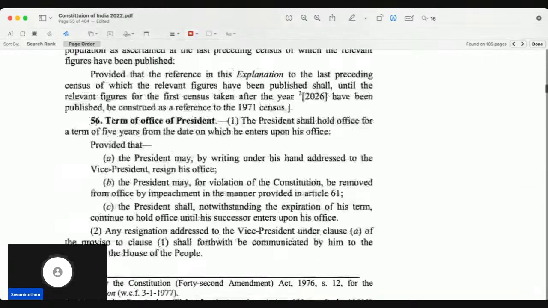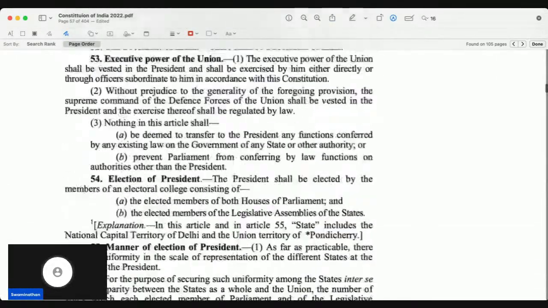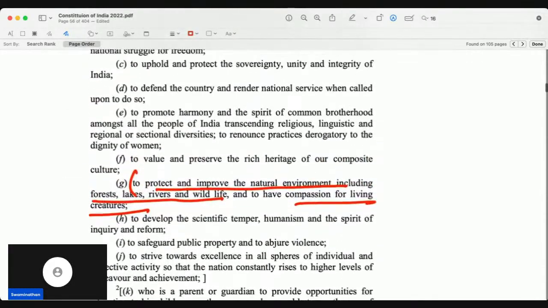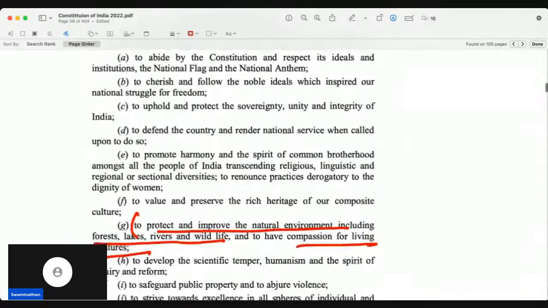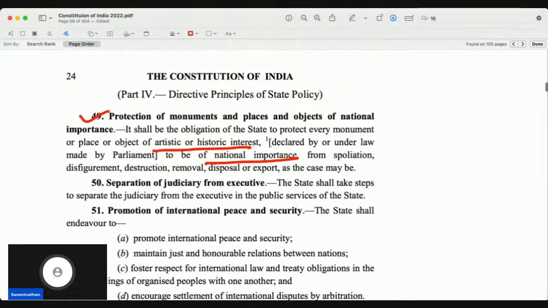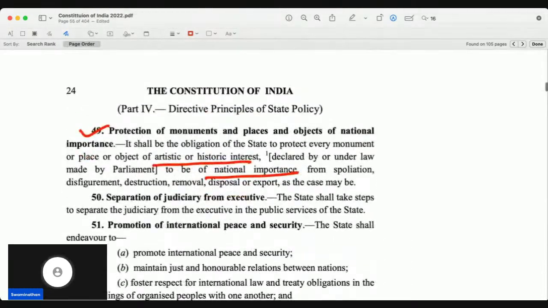And similarly, we'll find a confusing thing in fundamental duty. So it says to value and preserve the rich heritage of our composite culture. So you should be able to see that preservation of heritage and culture is the duty of the citizens, and protection of the monuments of national importance is the duty of the state, which is a DPSP. So in this way, you need to have this distinction between fundamental duty and the DPSP.